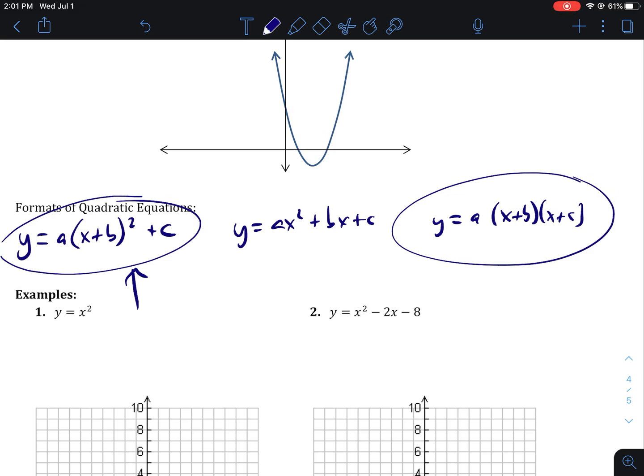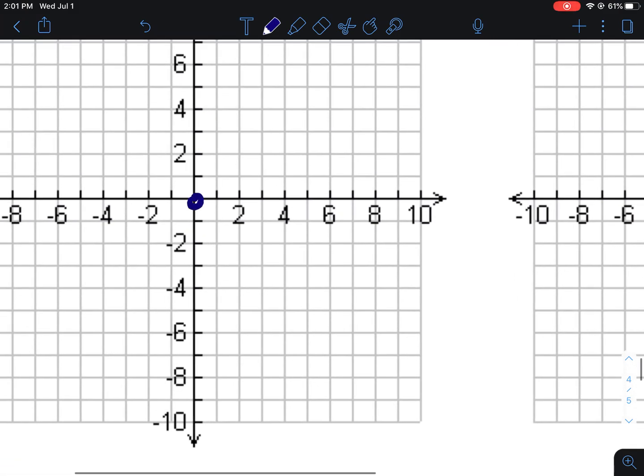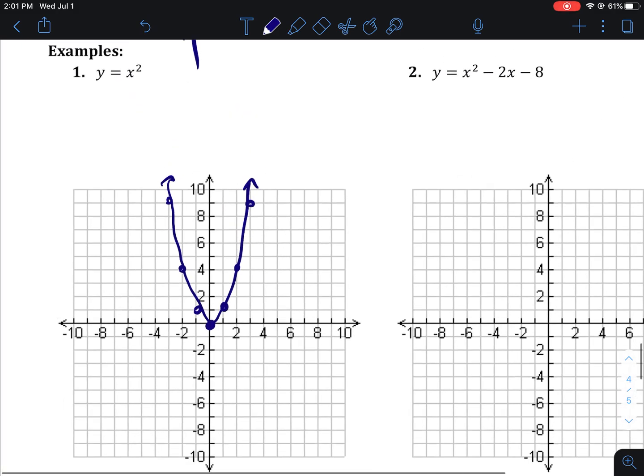But let's try the examples. X squared, I guess, is so obvious we can just jump right into it. 0, 0, 1, 1, 2, 4, and so on. And so we end up getting, I'll do 3, 9 as well. And so we end up getting that standard U shape. Now, there's no stretch here, so it's going to grow the way it normally does.